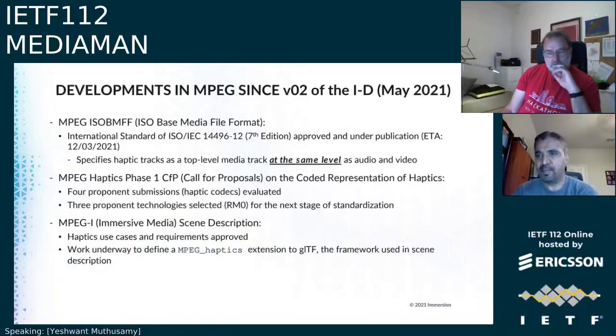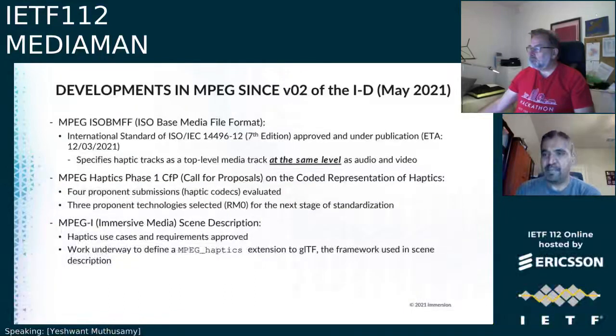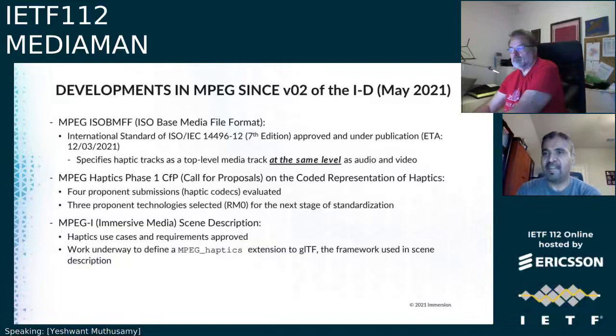So what has happened since version 2 was uploaded? I thought it was important to mention the latest developments in that area. The ISO-based media file format 7th edition, which is ISO 14496-12, has been approved and is listed under publication, and it's due out on the 3rd of December. And this is significant because it contains our proposal that we made back in April of 2020 that specifies haptics as a top-level media track in an ISO BMFF file at the same level as audio and video. So with this new standard, the new MP4 files, once this standard is implemented, will have haptic tracks along with audio and video tracks as well. That enables a more immersive media experience.